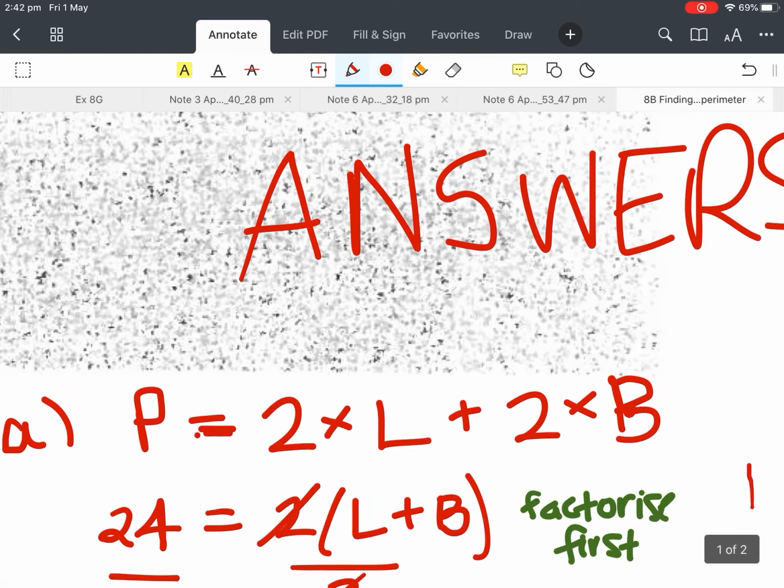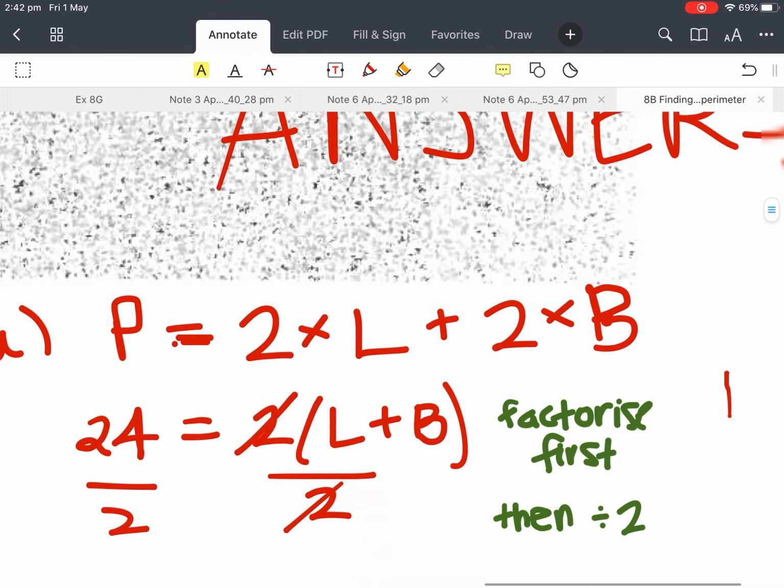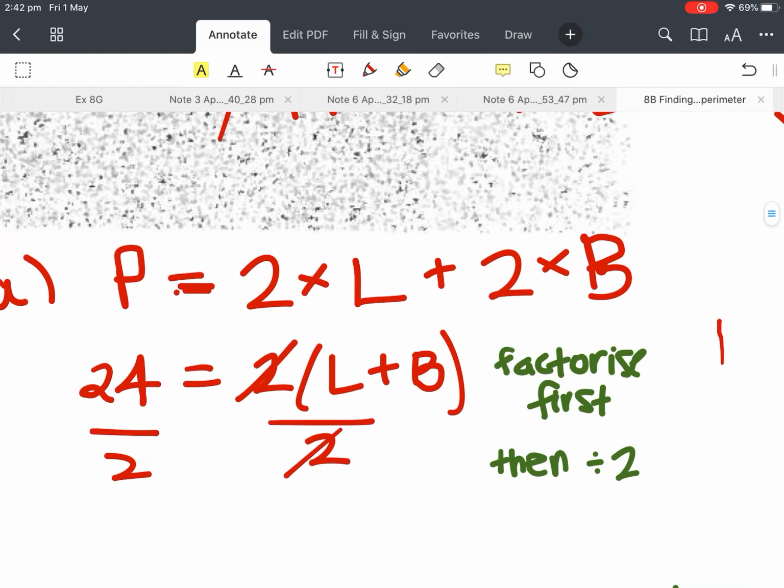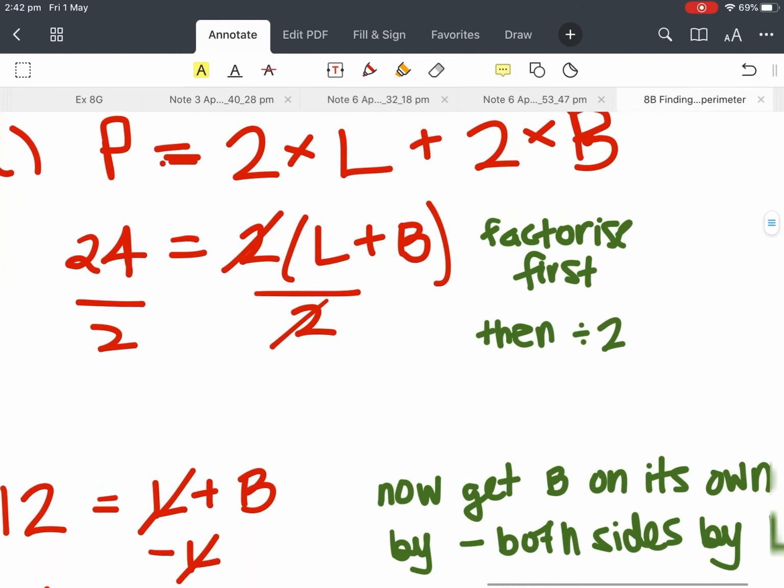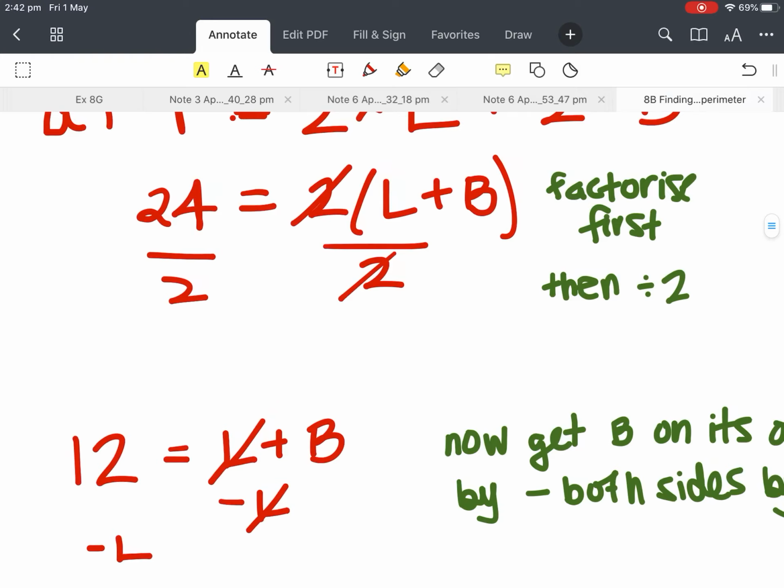So the first thing I did, I wrote it in green for you, is I factorised. Okay, so I factorised first. So I took the 2 out and put the L and the B on the inside of the brackets. Once I did that, I then divided both sides by 2 to get rid of the 2 outside the brackets. So that gave me 12 equals L plus B.